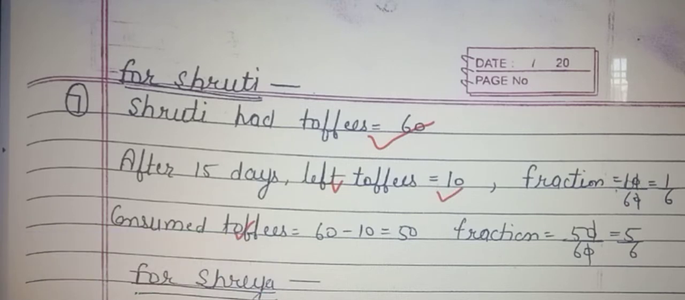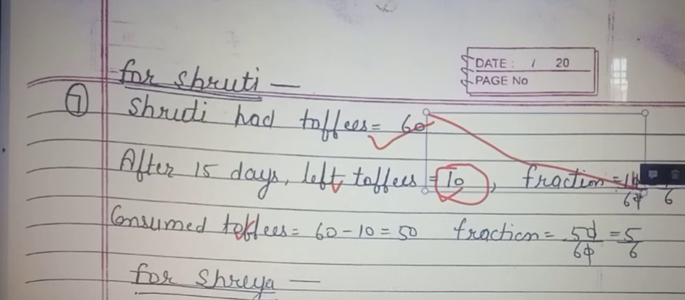So for finding the fraction, what will we do? We will just put this 10 on the top and the total toffees in the denominator. Then it becomes 10 upon 60. As 0 can cancel out, we will cancel out 0 with the 0. So it gives us 1 upon 6. So 1 upon 6 is the fraction for the left toffees with Shruti.